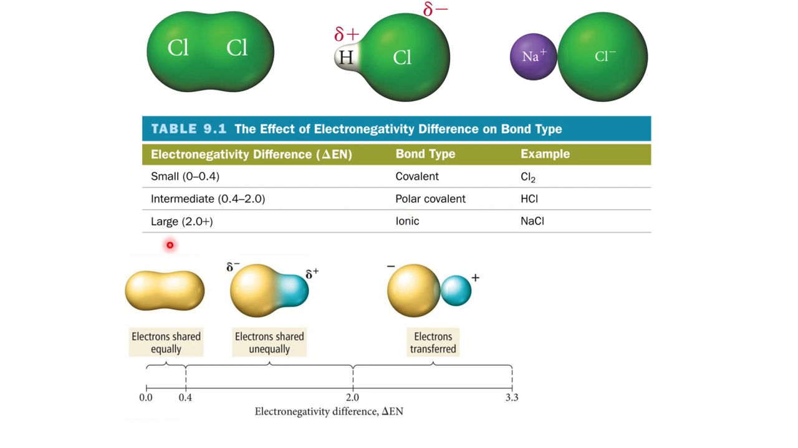Last but not least, we have these large electronegativity differences which lead to ionic interactions. So for example, sodium and chloride, where you have a full positive sodium and a full negative chloride. So you'll notice that for our polar covalent bonds, we have partial positive and negative charges, and for our ionic bonds, they're full positive and negative charges.